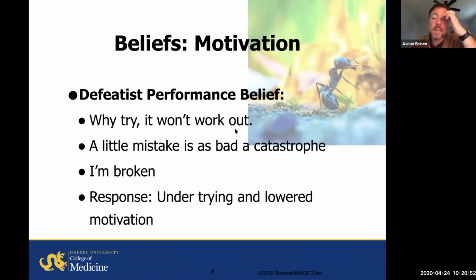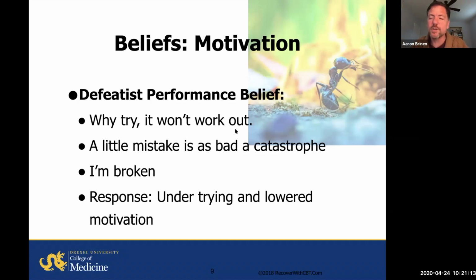That leads us to the other one. It's this set of beliefs that we call the defeatist beliefs, or defeatist performance beliefs. Individuals really hold on to this sense of why try, it's not gonna work out anyway. A little mistake is as bad as a complete catastrophe, the sense that they're broken.